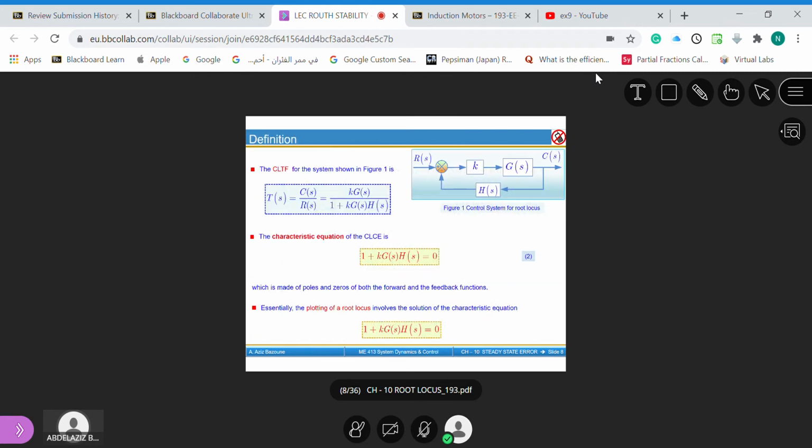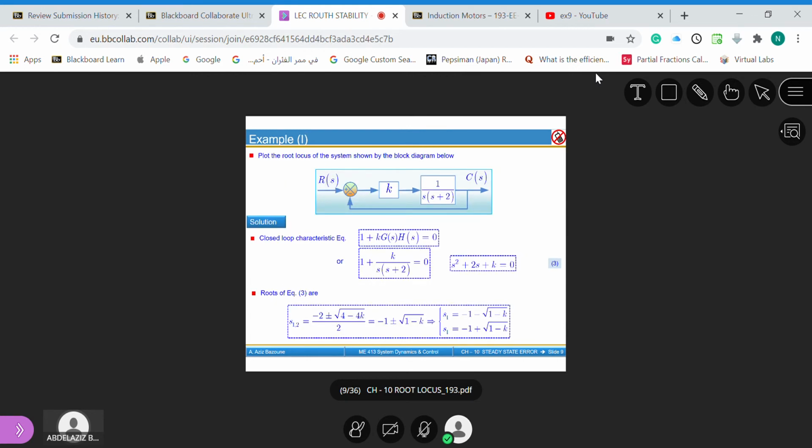So these are some values here. The characteristic equation of the closed loop transfer function will simply be 1 plus K G of S H of S. You can consider K as a parameter that varies. And we have the closed loop transfer function like this one. So essentially we need to plot this equation. How to plot this equation? Through an example, I will show you a small example.